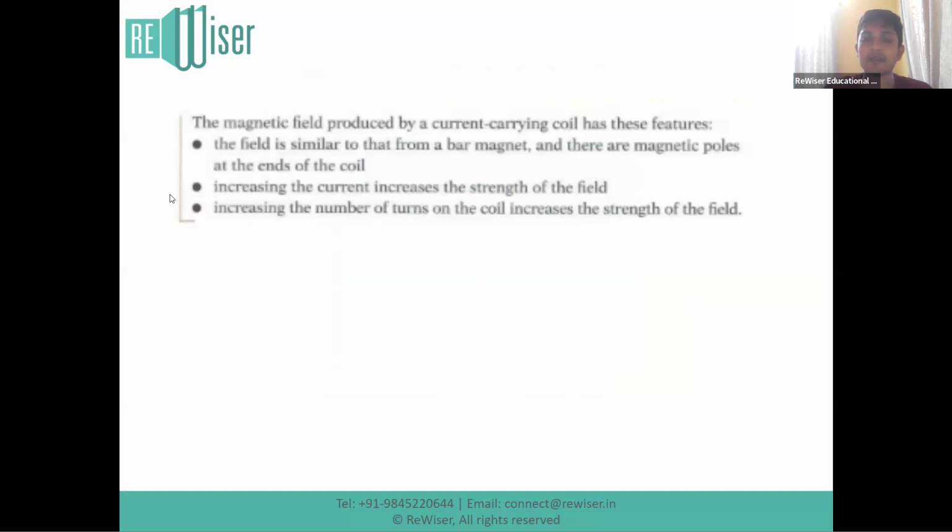Now, look at a few features of the magnetic field produced by the current carrying coil. The field is similar to that of a bar magnet, and there are magnetic fields at the end. Increasing the current will increase the strength of the field. Increasing the number of turns of the coil, not number of coils, number of turns or rotation of the coil, will also increase the strength of the field. So the strength of the field can be increased by either increasing the current or the number of turns.